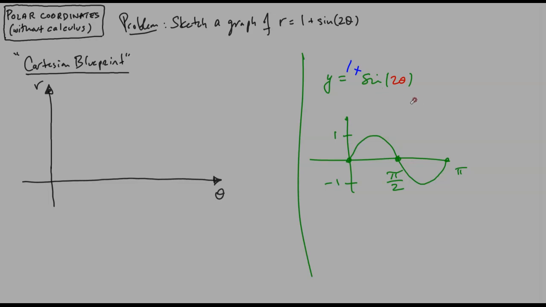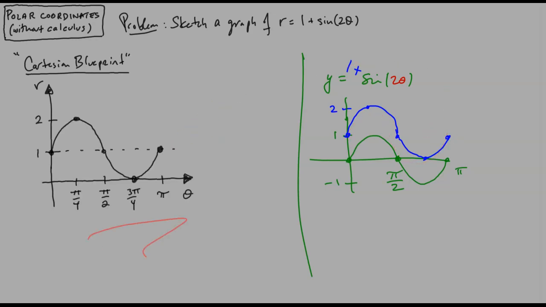That means that for all the same theta values, the corresponding y values are all increased by 1. That means that the whole graph just shifts up by 1 unit. So instead of going between -1 and 1, it will go between 0 and 2, like that. All right, so that's basically the graph we're looking for, so let me put that over here. That should do the job.